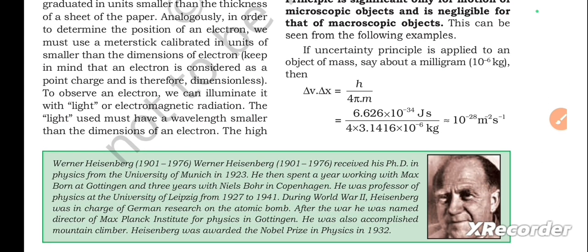If the uncertainty principle is applied to an object of mass, say about a milligram, 10 to the power of minus 6 kg, then delta v into delta x equals h by 4 pi into m, which gives rise to 10 to the power of minus 28 meter squared per second.